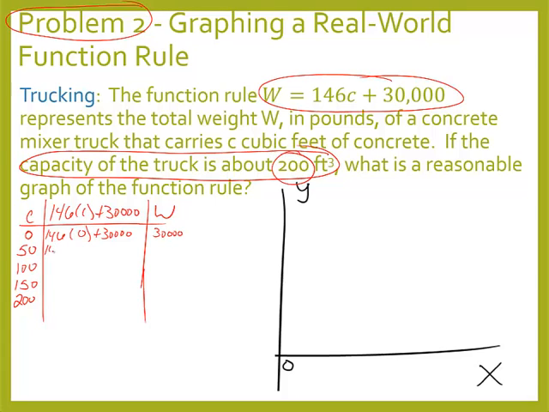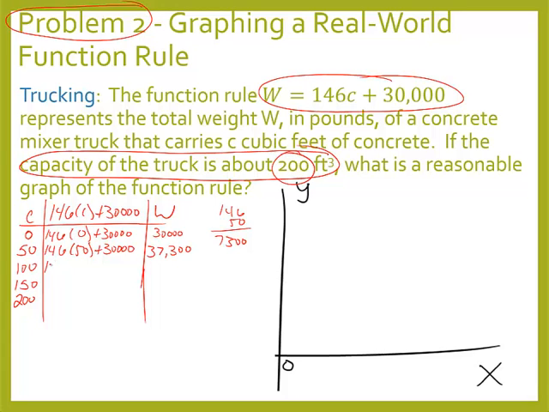And then plug in 50. 146 times 50 plus 30,000. Let's see, 146 times 50 is 7,300. Yeah, 7,300. So we're going to add 7,300 to 30,000. So that's going to be 37,300.